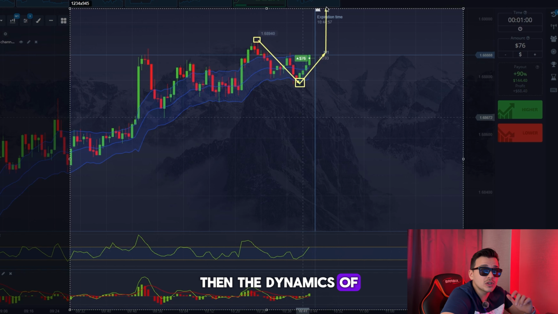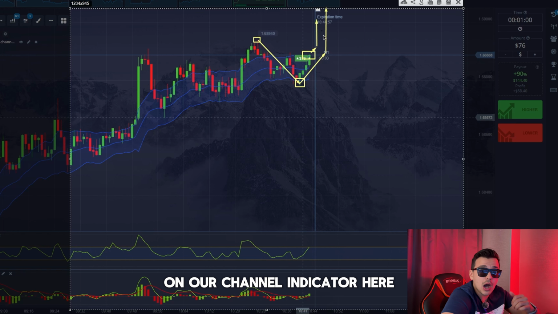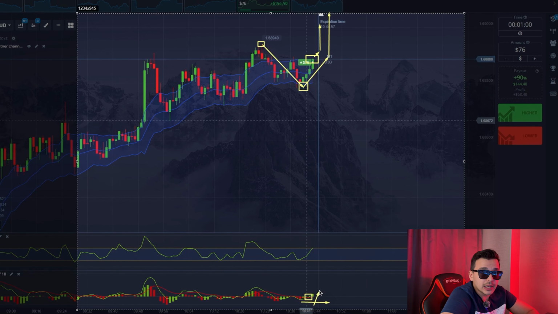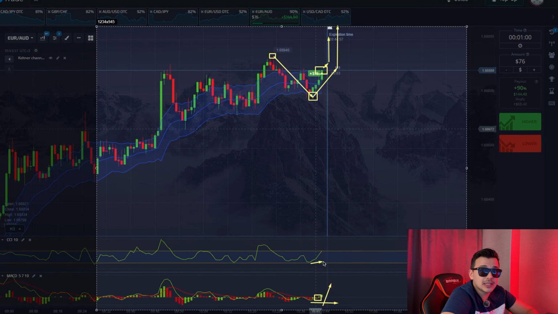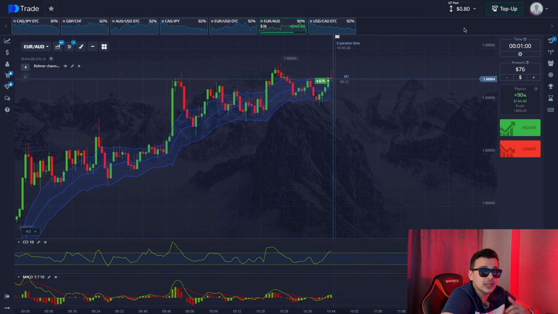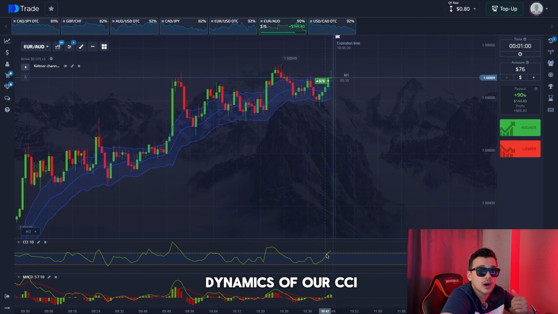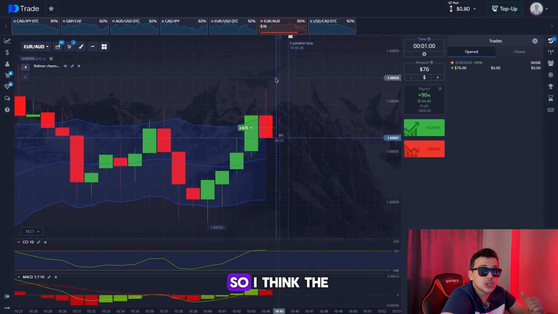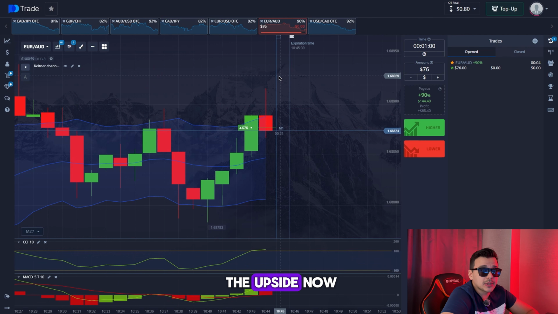Then the dynamics of the movement went up, coming out of the intra-channel movement on our channel indicator here. Here we saw the crossing from bottom to top of the moving line and the MACD signal lines, and then here we also have the dynamics of our SSI going up. It's only crossing the overbought area. So I think the trade should close in the upside now.